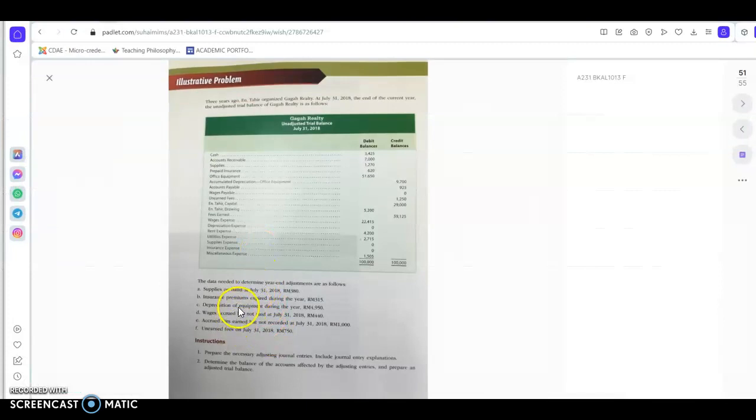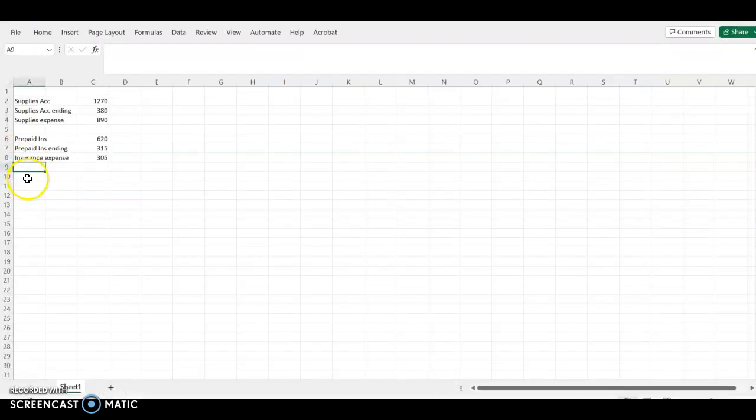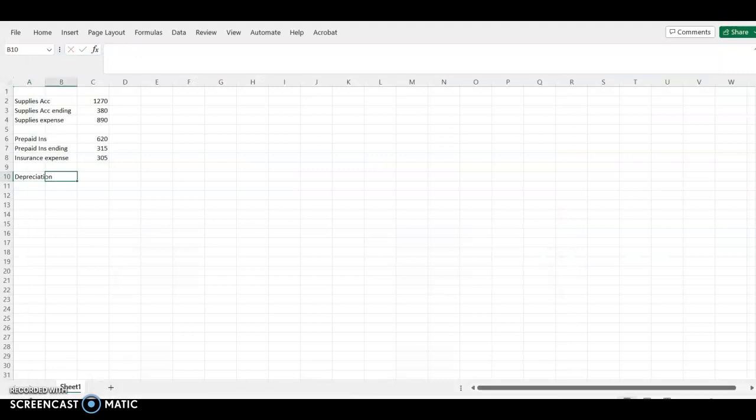C, depreciation. So we have to record depreciation. So this one is straightforward. Depreciation 4950.